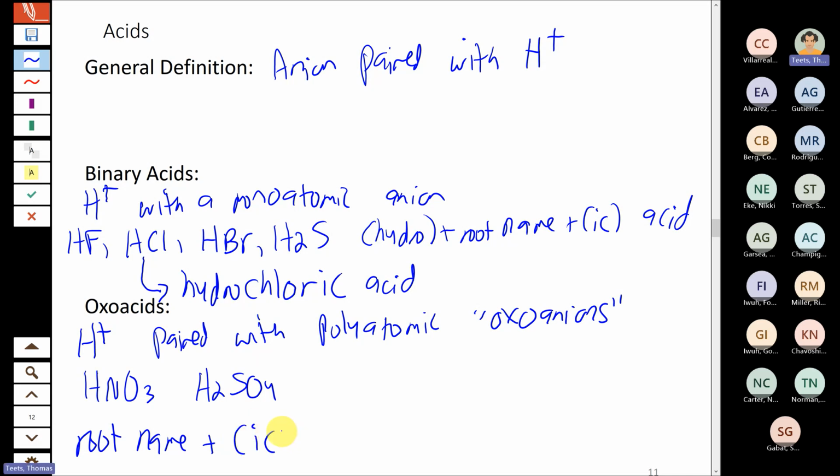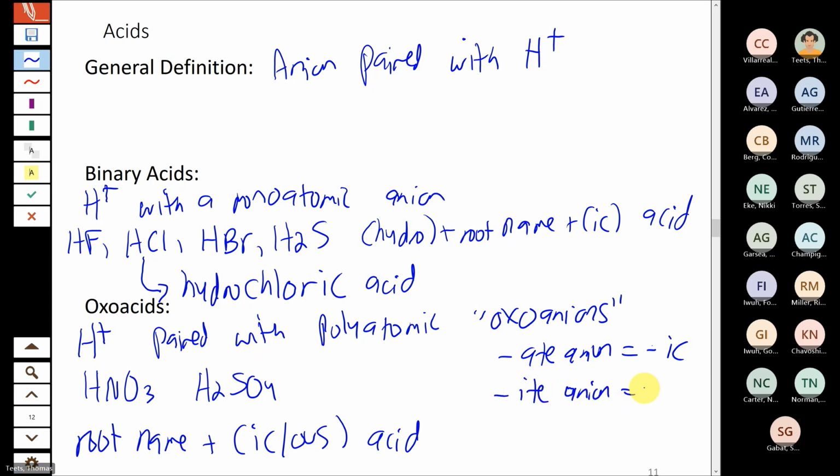For the names of these, you take the root name of the anion and change the end of the anion name to either IC or OUS, and then acid. If you have an ATE anion, that gives you an IC ending for the acid, or an ITE anion gives an OUS ending for the acid. So H2SO4: the root name is sulfur for sulfate. Sulfate is ATE, so the ending becomes IC, and then acid. This one would be nitric acid: nitrate, so the ATE becomes an IC.